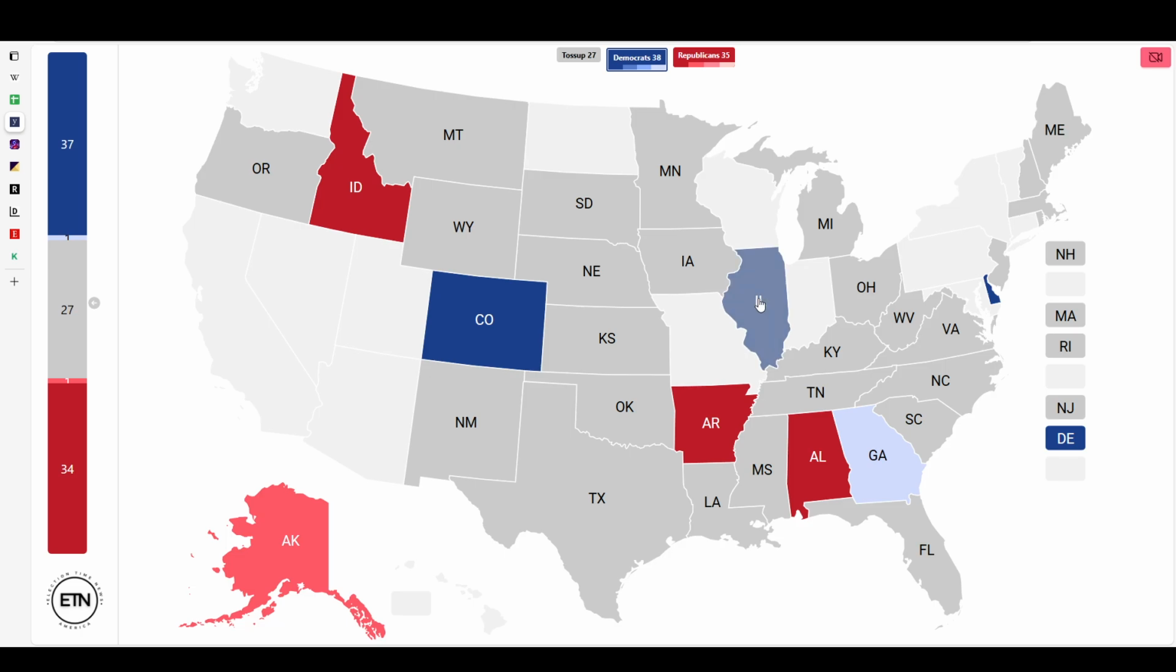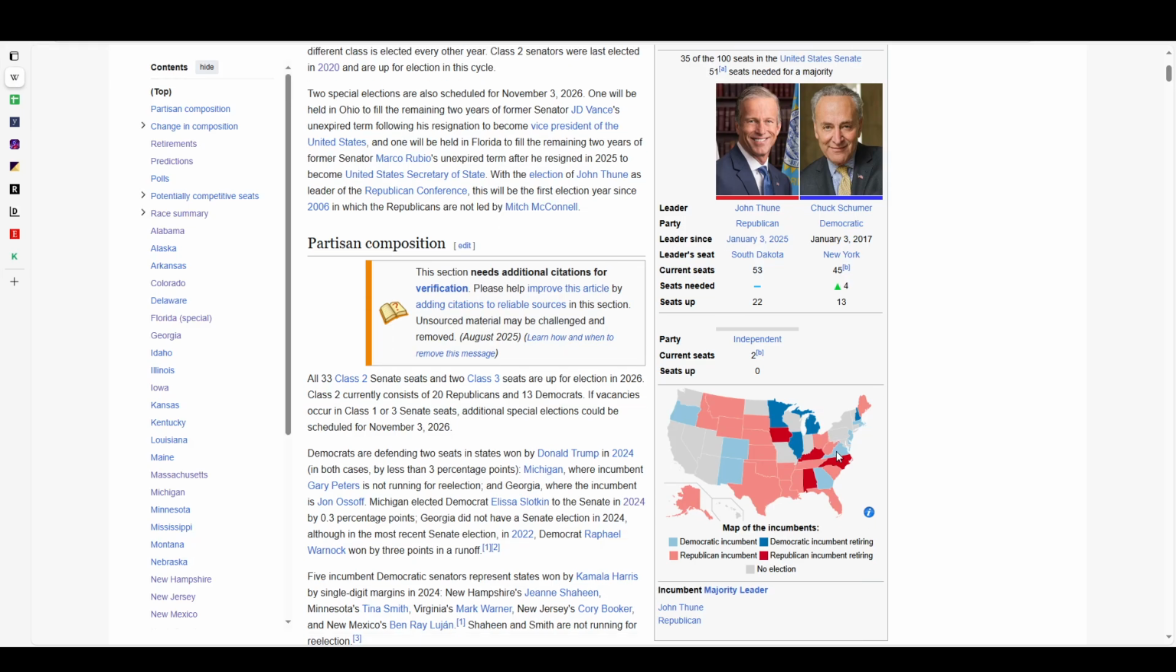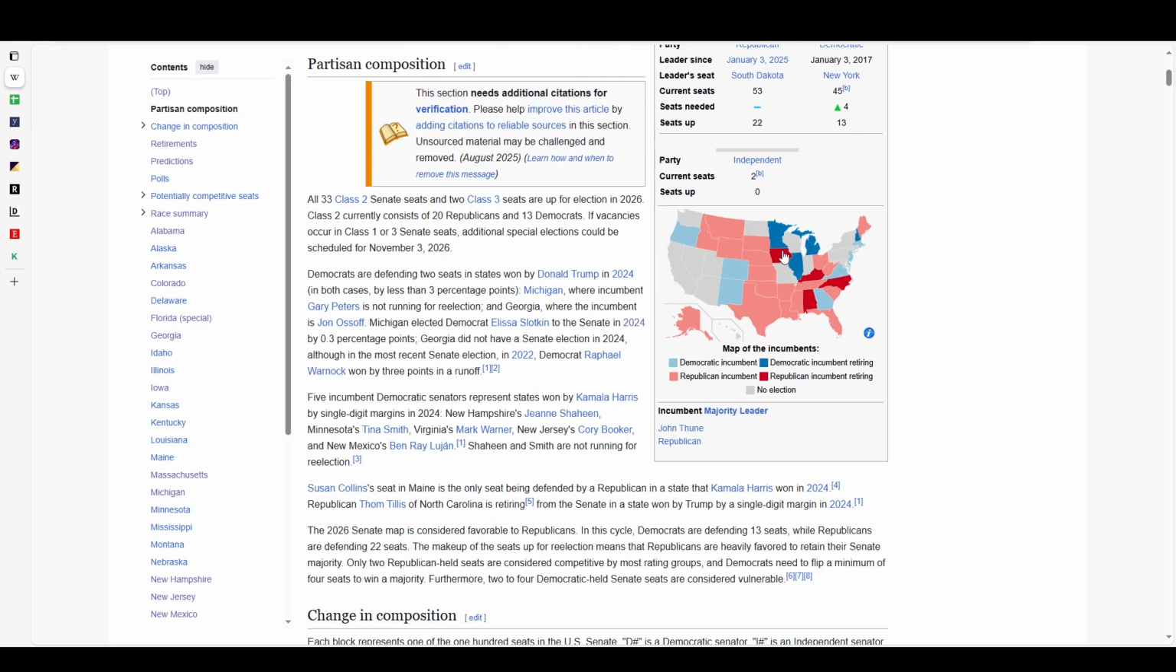13.4 in Illinois. Dick Durbin is retiring from the Senate here. All of the central Midwestern candidates are retiring this cycle, so that's very interesting to see here. Quite a few retirements just across the board as well. That's 4 to 4 actually, and so that is very interesting to see there.